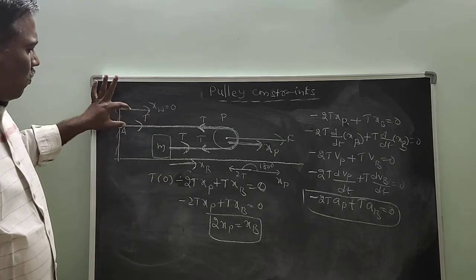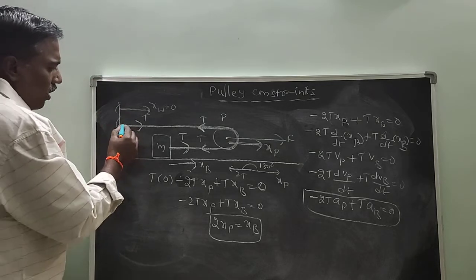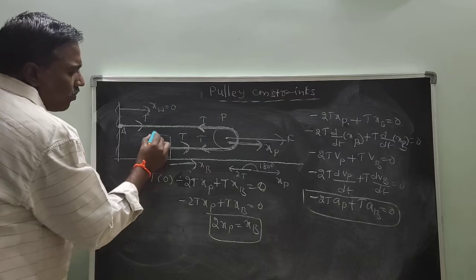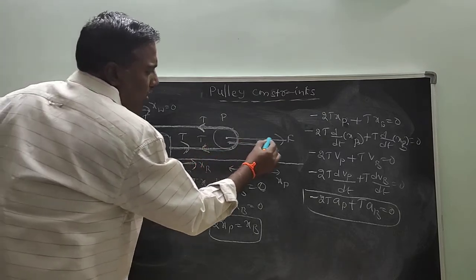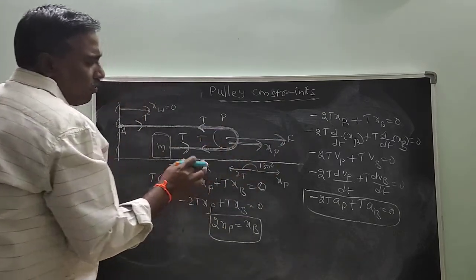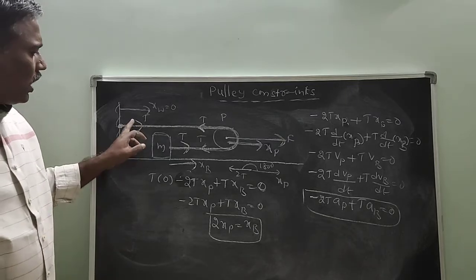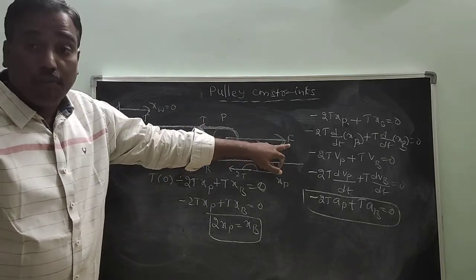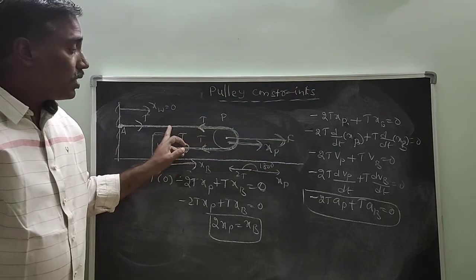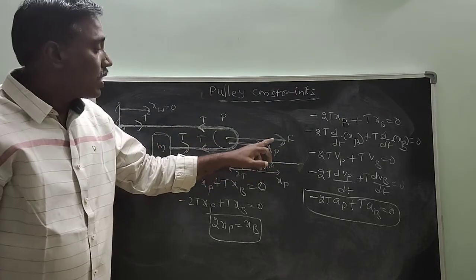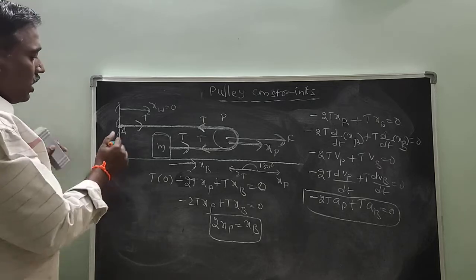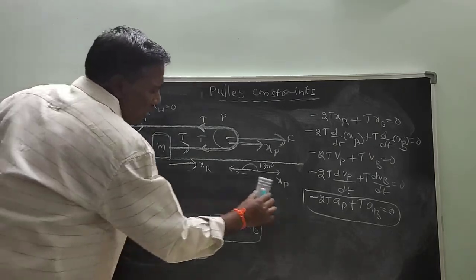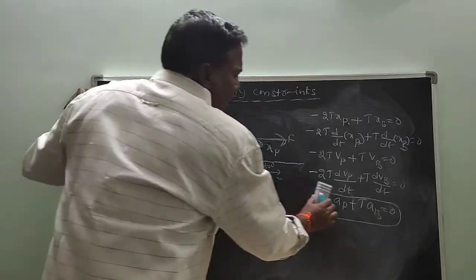Simply work done, for only one string. Here a force is applied on this pulley, but we are discussing only the work done by tension, not the work done by the external force. Work done by tension, not work done by external force. Here tension T into XB. This method can be simply used for velocities and accelerations.